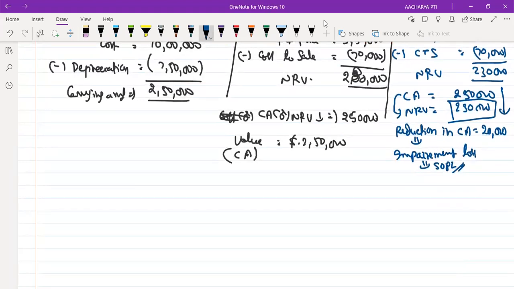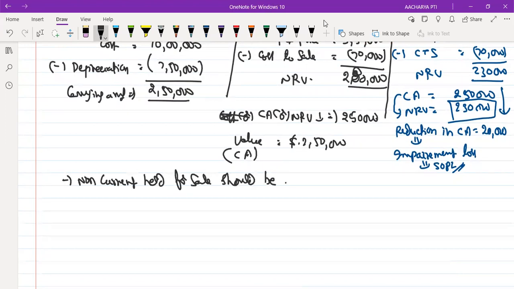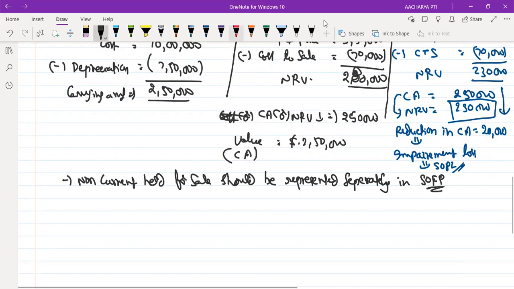In this case, the non-current asset held for sale should be represented separately in the statement of financial position. So, next one.